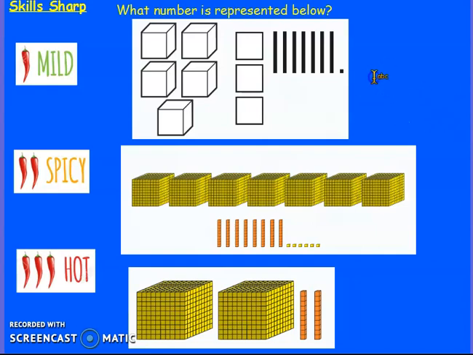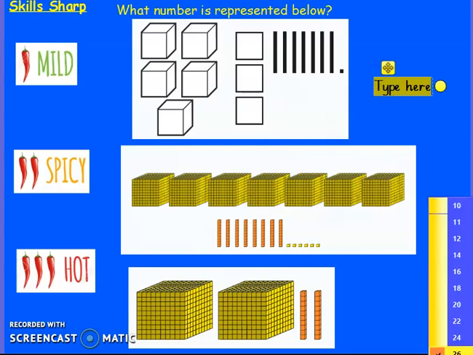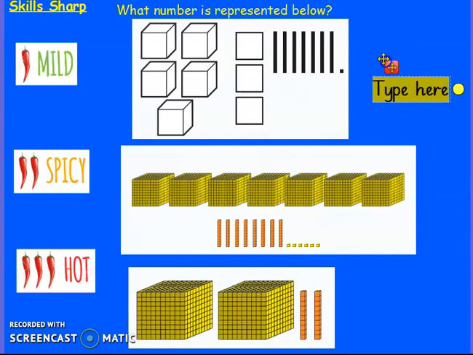Let's see what the answers are. We'll start with the mild challenge. So we had 1, 2, 3, 4, 5 thousands, 3 hundreds, 1, 2, 3, 4, 5, 6, 7 tens, and 1 one. Could you read this number with me? 5,371. Well done. Give yourself a mark if you got that right.